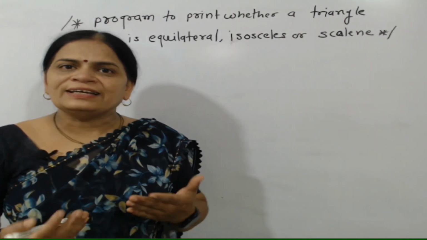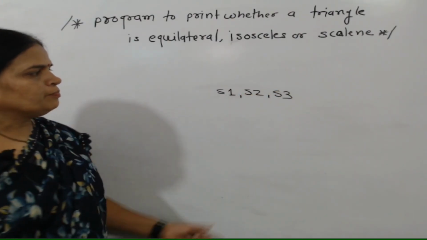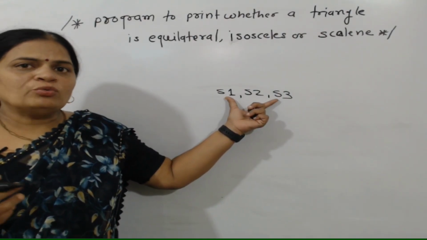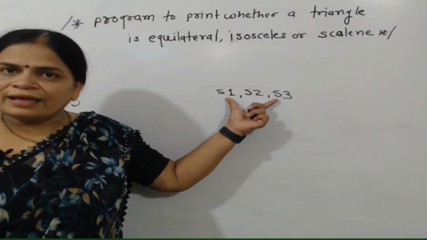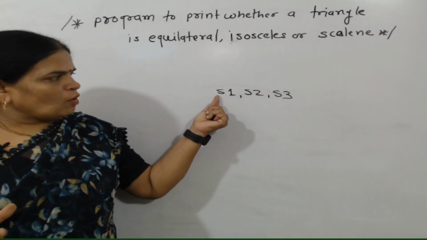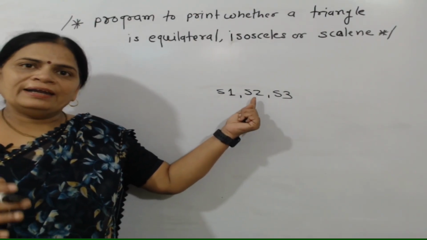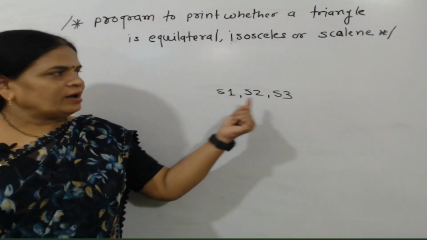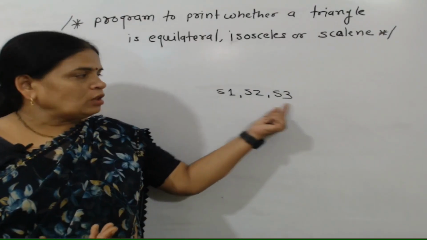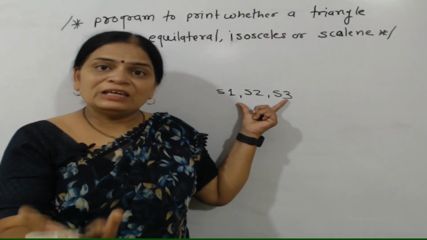To print whether a triangle is equilateral, isosceles or scalene, of course firstly you have to input the sides of the triangle. Suppose the sides of the triangle are S1, S2 and S3. After getting the sides, when can you say that the triangle is equilateral? Here you have to give a complex condition. If all the three sides are equal, that means if S1 equals S2 and S2 equals S3, that means S1, S2 and S3 are equal, then we can say that the triangle is an equilateral triangle.